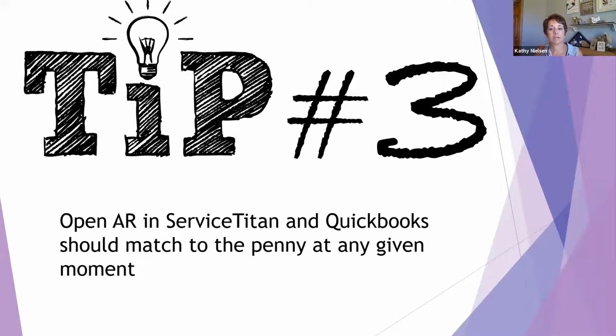So open AR in QuickBooks and ServiceTitan should match to the penny at any given moment. I should be able to go into your QuickBooks and run your aging summary and go into your ServiceTitan and run the proper report, and it should identically match. Now, most of you right now are going, oh no, ours won't match. That's really common. I'm a freak about it. When I was the bookkeeper, I ran mine once a week and it matched to the penny all the time. It's really important. The beauty of accounting is it's pretty black and white, right? Things have to balance and match, and that's a beautiful thing.